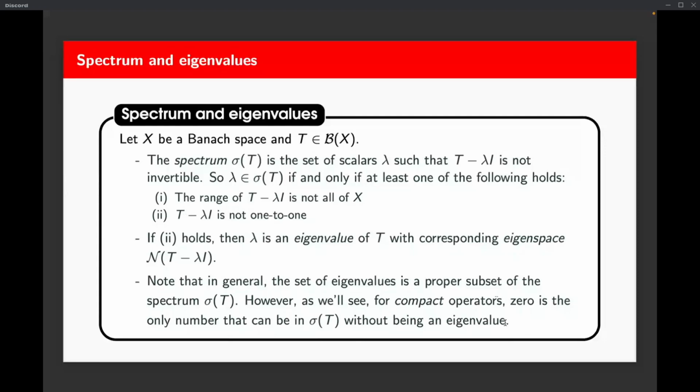And by the way, let's think about 0. We specialize into the case of lambda equals 0. The condition is simply either the range of T itself is not all of X, or T itself is not 1 to 1. So in other words, T is either not injective or not surjective. And in infinite dimensions, we know that there are operators where one is true but not the other, right? So it's not surprising that 0 is kind of special, and it can be in sigma of T without being an eigenvalue.